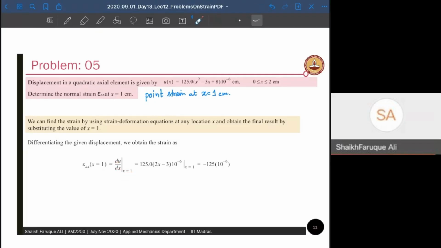And if you do that, you can take the derivative of this, that will come out to be this, and then put x equal to 1, you get minus 125 times 10 to the power of minus 6. So this strain will be written as minus 125 micro. Okay. All right.